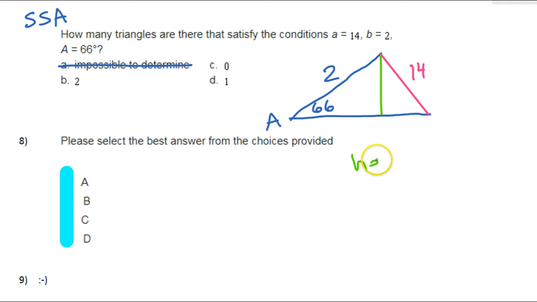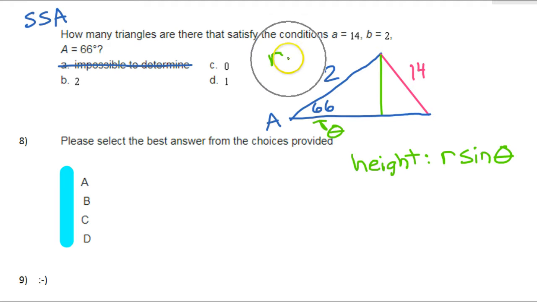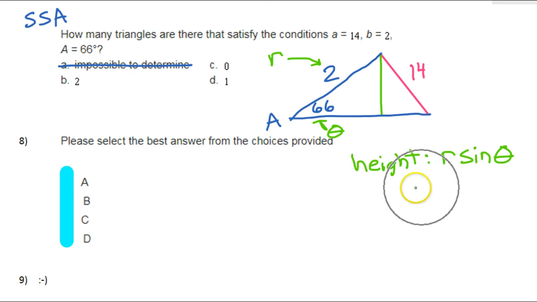Well, there's a formula for it. Write this down. The height of the triangle is always r sine theta. Theta is the angle. So when I say theta, I'm talking about the one angle that they gave us. When I talk about the r, I'm talking about this side right here, the side that's next to the angle. So the height is always going to be r sine theta. So in this case, the height is going to be 2 sine 66.